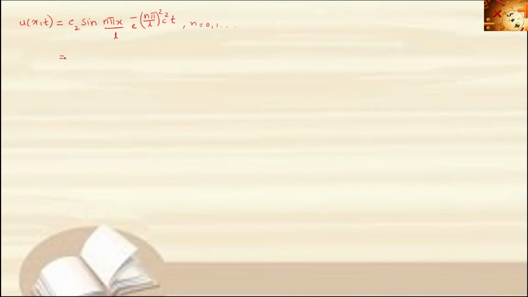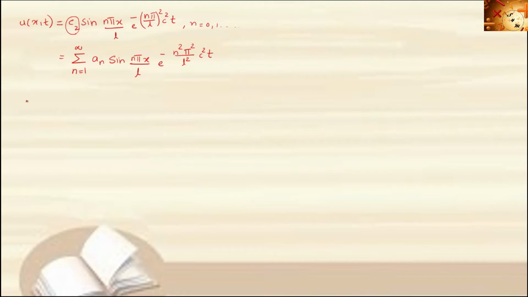This can be written as sigma n equal to 1 to infinity. Here we are replacing c2 as an, because all the terms contain n and n varies over 1, 2, 3, etc. So u(x,t) is the sum for n equal to 1 to infinity of an sin(n pi x divided by L) into e raised to minus n squared pi squared divided by L squared into c squared t.